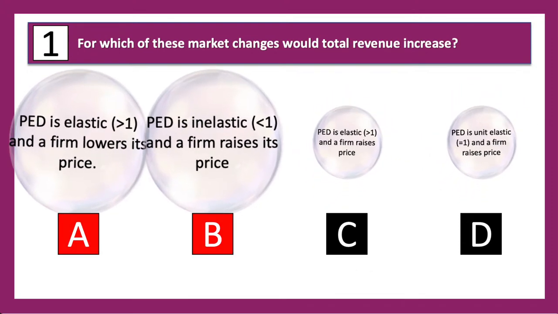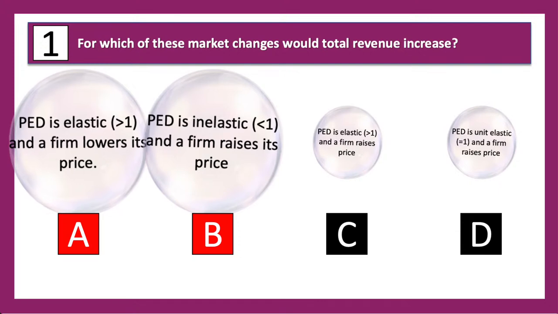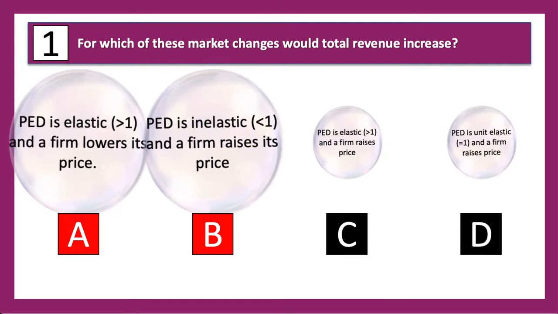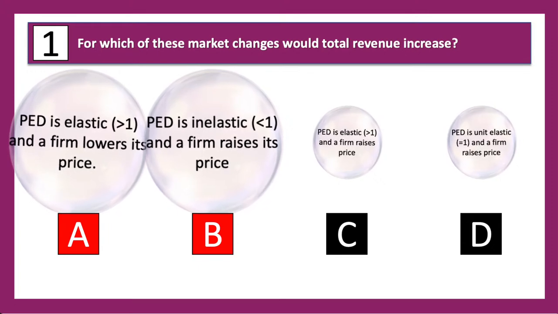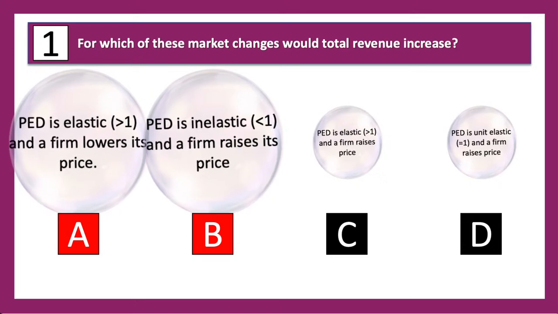Here it comes. That is A and B. Yes, when demand is price elastic, in other words, a coefficient of greater than one, if the firm lowers the price, you'll get an increase in demand. Say, for example, if the coefficient's minus two, a 10% fall in price would lead to a 20% increase in demand. Revenue goes up.